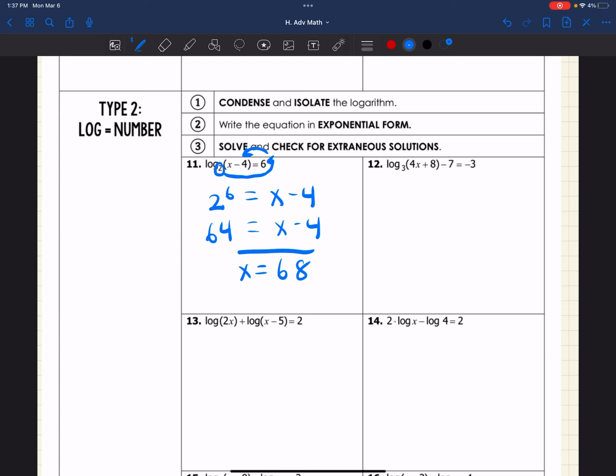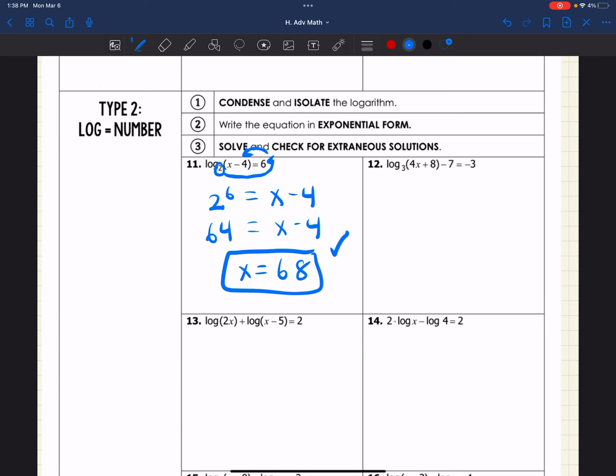When you substitute that 68 that we just got into our original equation, you get the log base 2 of 68 minus 4, which is 64. 64 is a positive number. So this one is a true and working solution. Let's go ahead and try another one.